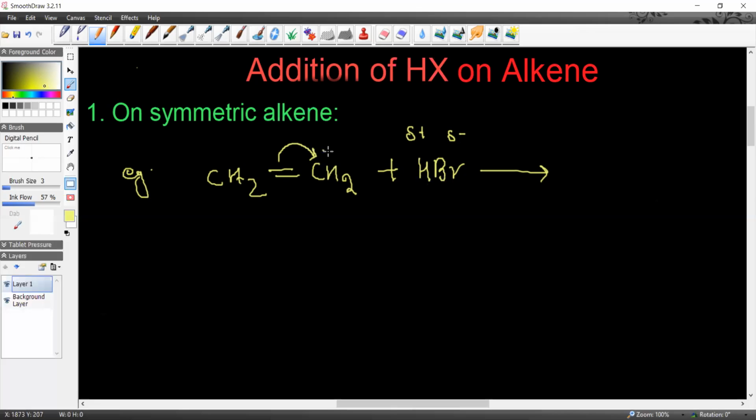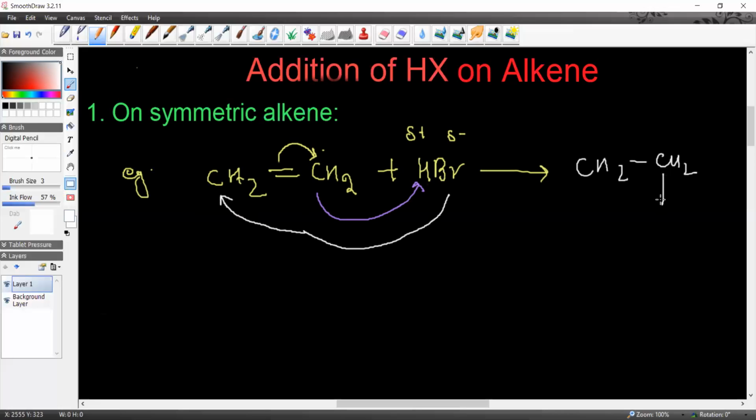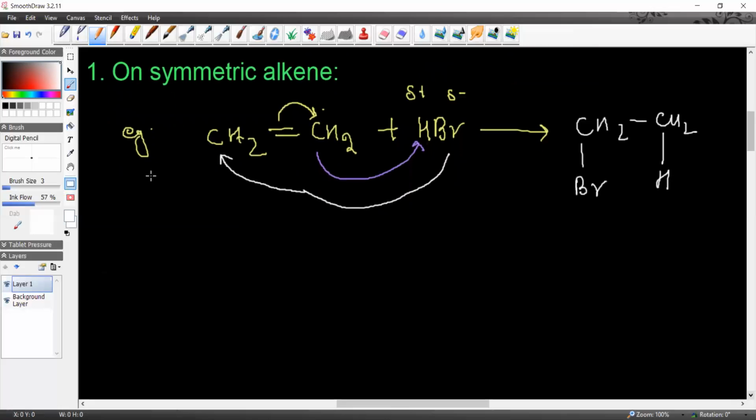So this is the electron deficient part of hydrogen bromide, H plus. This carbon atom attacks this hydrogen. Got it? Good. And this bromide gets attached with this carbon atom. Hope it is clear to you. After attacking, we will get CH2 single bond CH2, single bond hydrogen, and this is your bromine atom here. Clear? Okay. Hope you understand it.